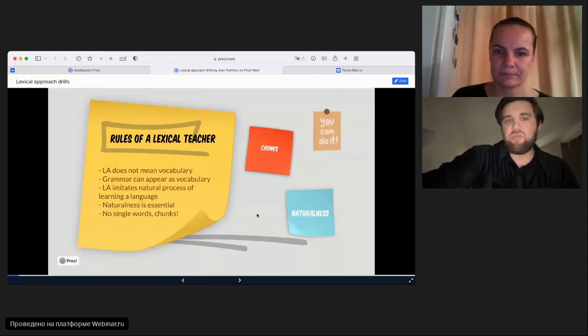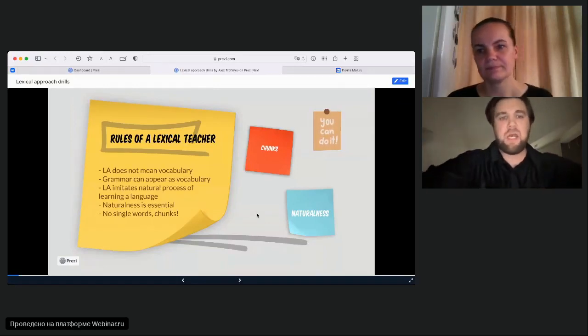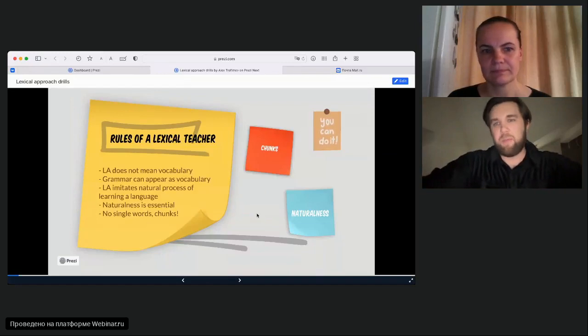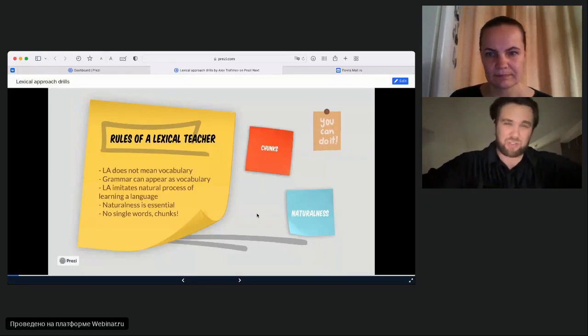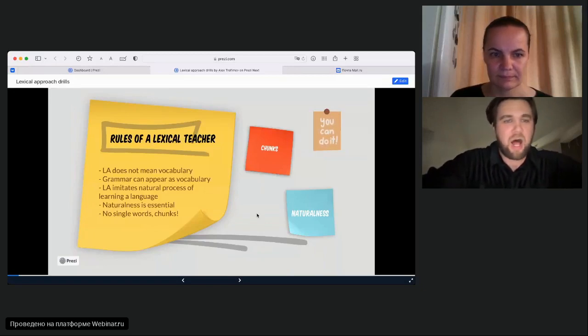It's really involving all the aspects. Grammar can appear as vocabulary. This is one of the most favorite ideas of lexical approaches. Is grammar actually so much different from vocabulary? And we are going to discuss that just a bit later.